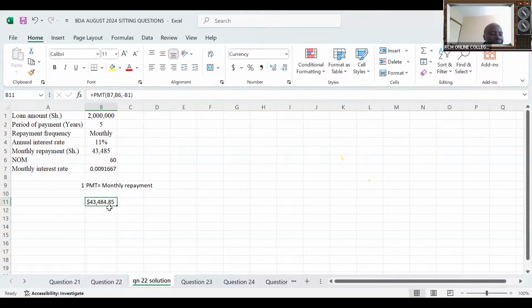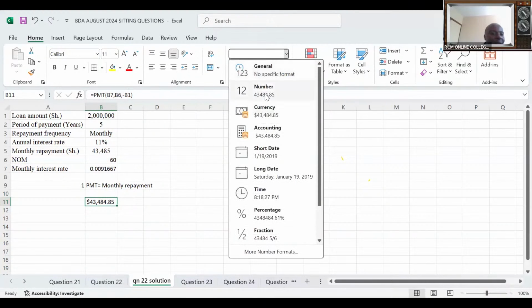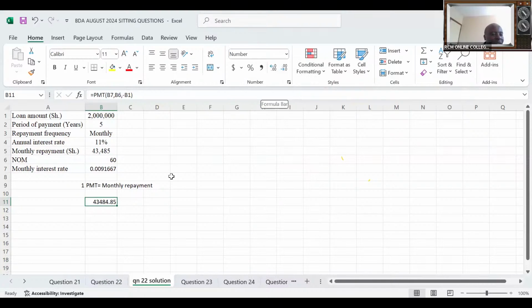If you want to put this in Kenya shillings, you can come and do customization, or the very best, as you start Excel, you just simply come and remove the dollar. You simply come and give this a general or just a number. Give it a number like that. 43,484.85. You can give it a separator if you wish. A 1,000 separator. 43,480.